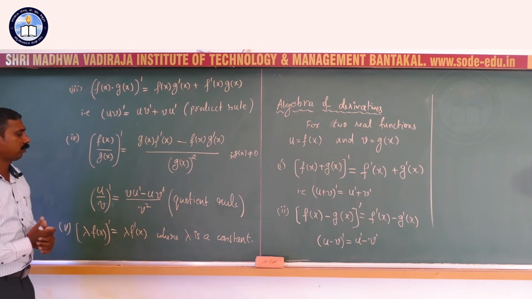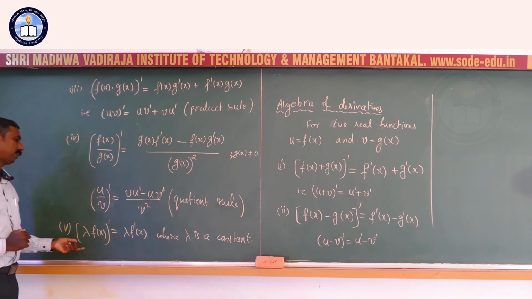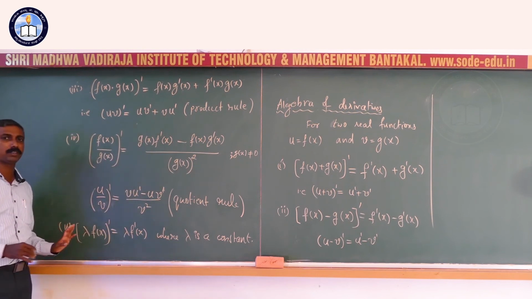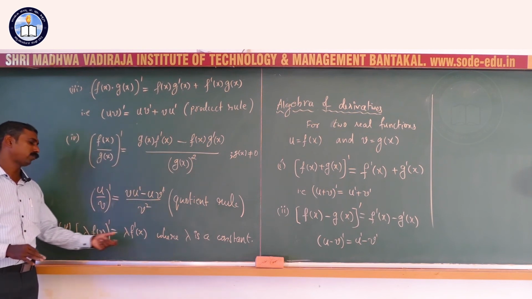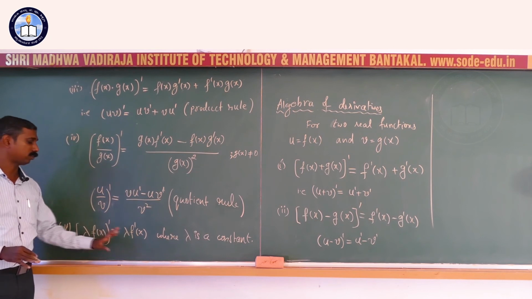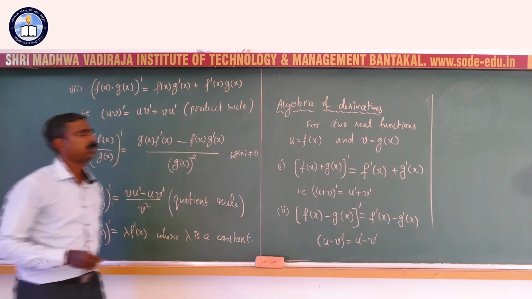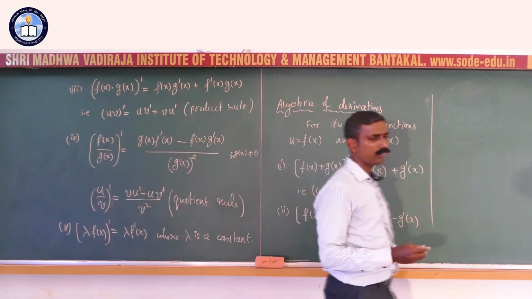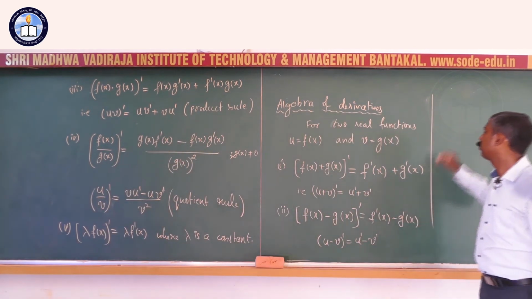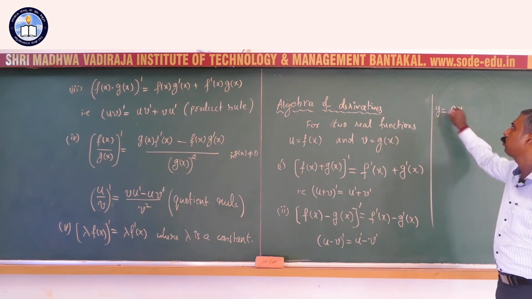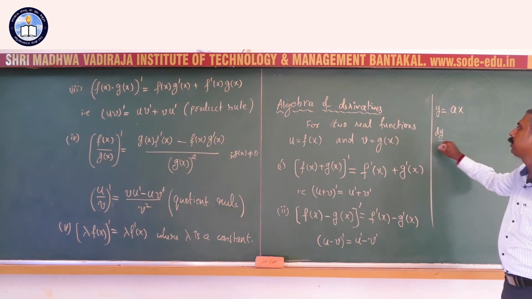These are the particular rules, and the last one is where lambda is a constant. Whenever you have a constant multiple of a function, do not worry about that constant, it will be multiplied with the derivative also. So, it will not get differentiated. It can be shown easily with an example. For example, y is equal to ax. Then what about dy by dx?